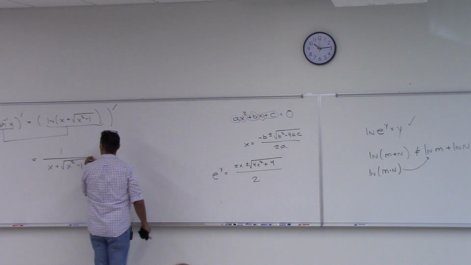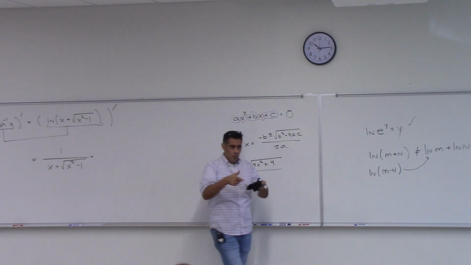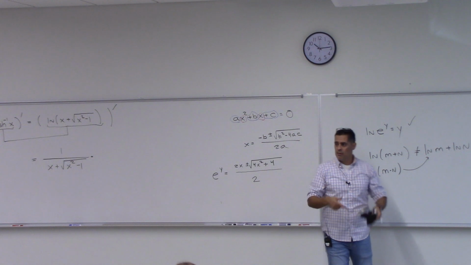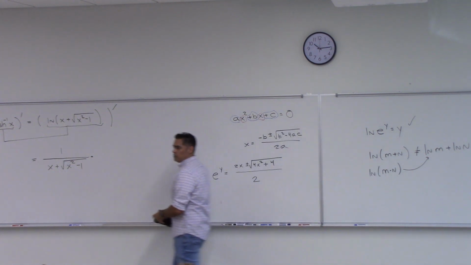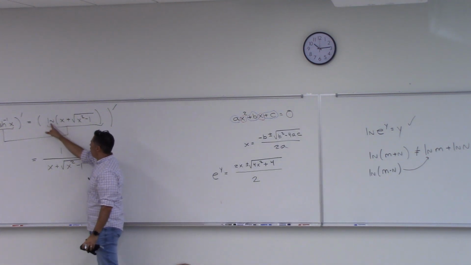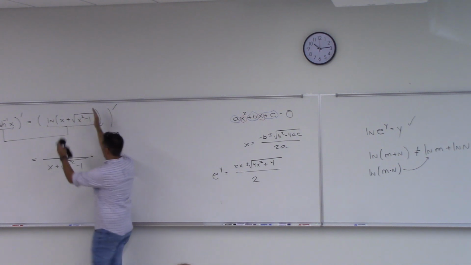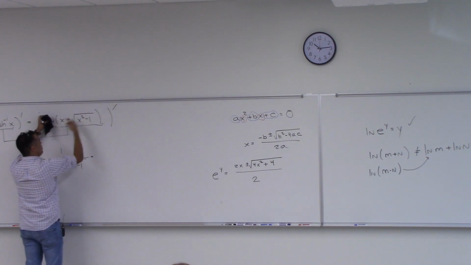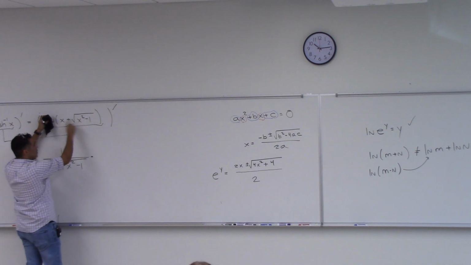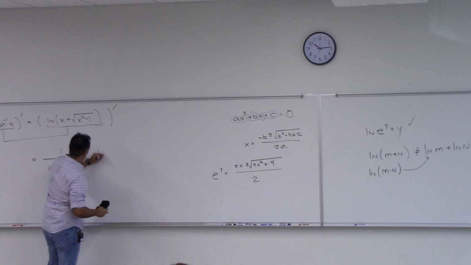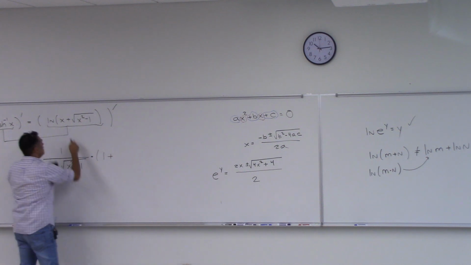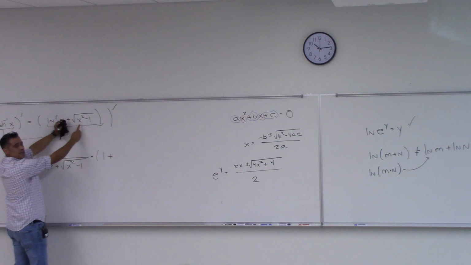Chain rule times now the derivative of what was on the inside. Right? Derivative of log of something is 1 over that something times the derivative of what's in here. And when I take the derivative of what's in here, it's addition, so I can do them separately. So derivative of x, 1, plus now the derivative of this.